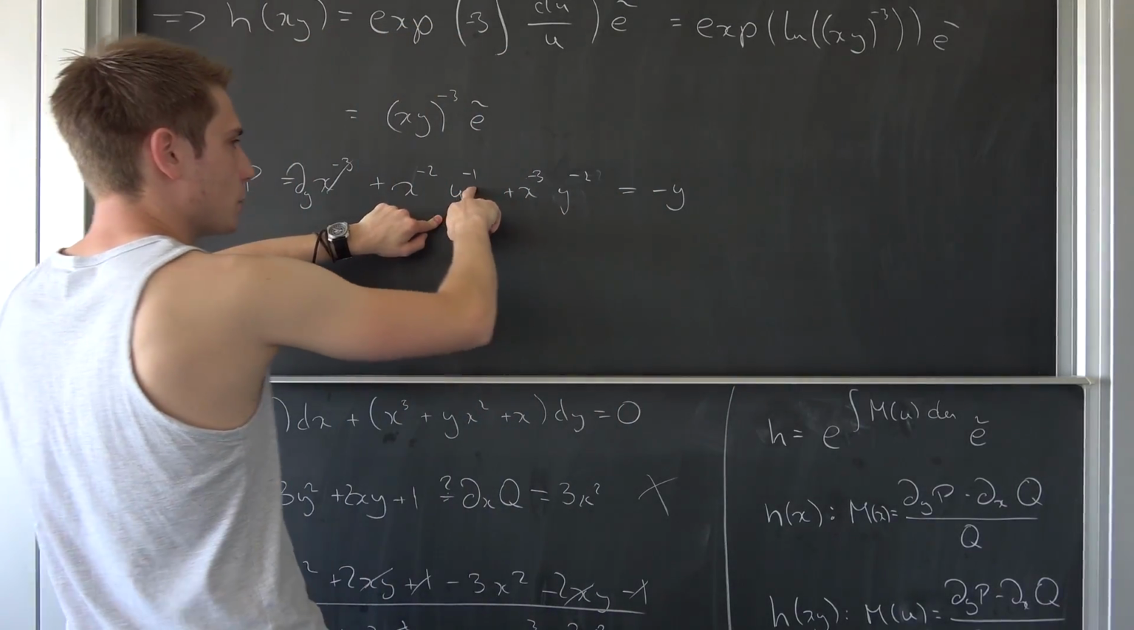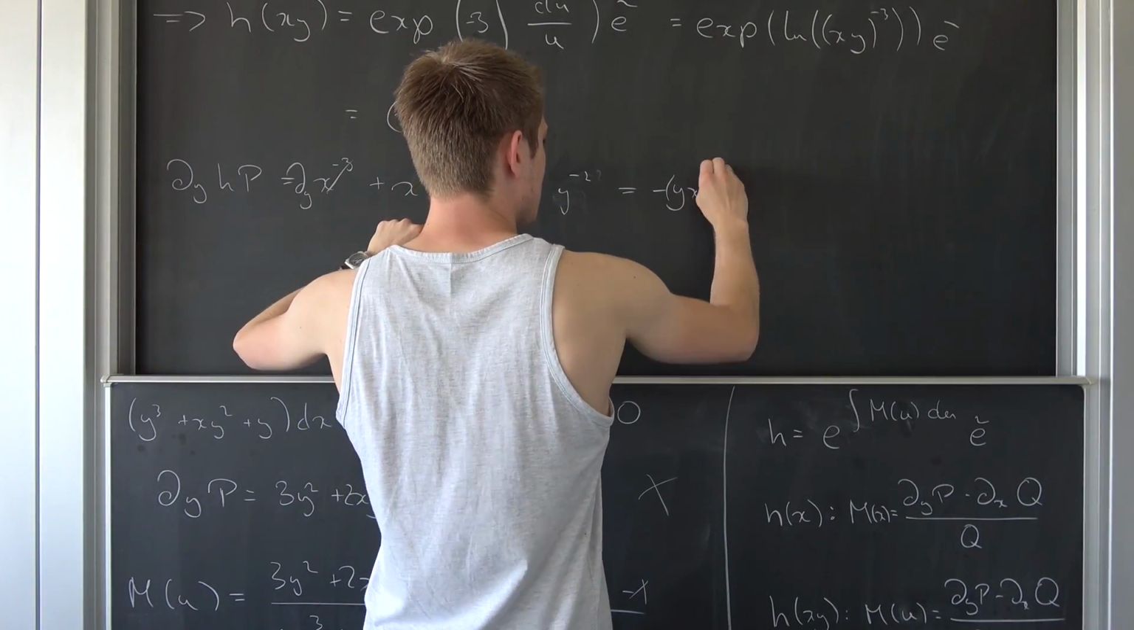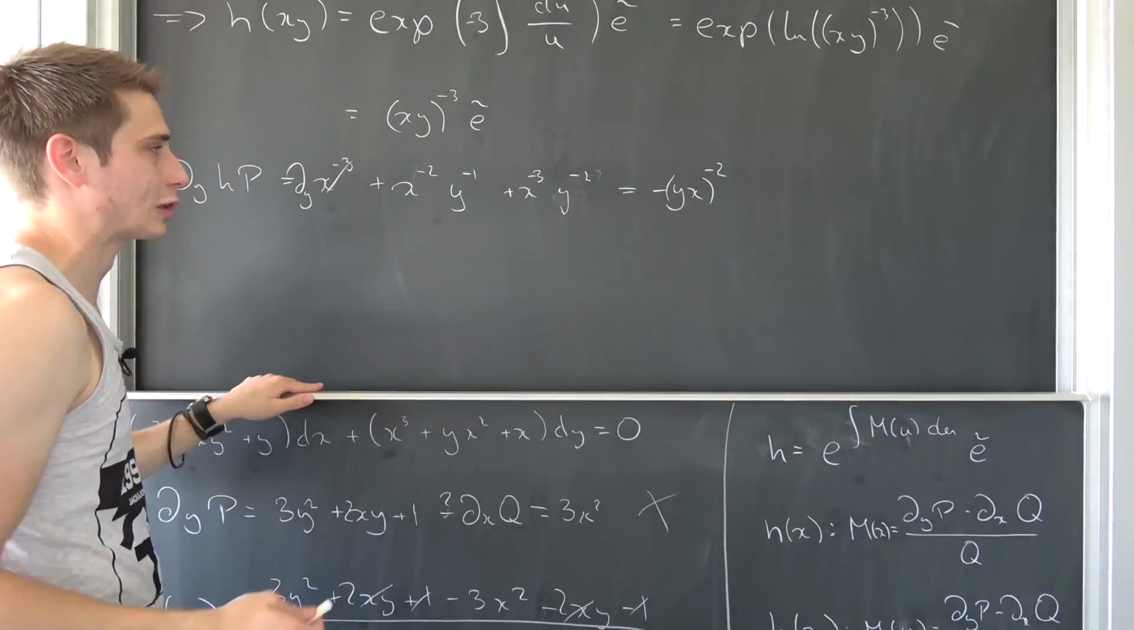To the negative 2nd power, we can actually bring this together, y times x to the negative 2nd power.